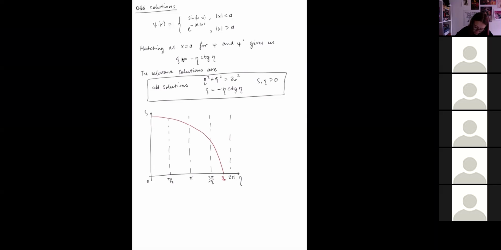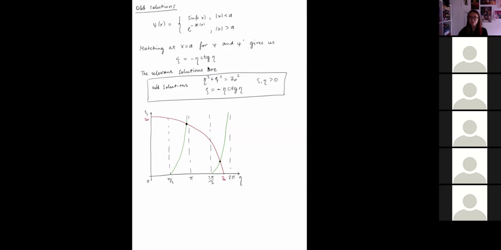This z0, z0. And the second function is minus eta tangents of eta, and it will look like this: 1, 2, and so on. So here we have two bound states, two odd bound states.